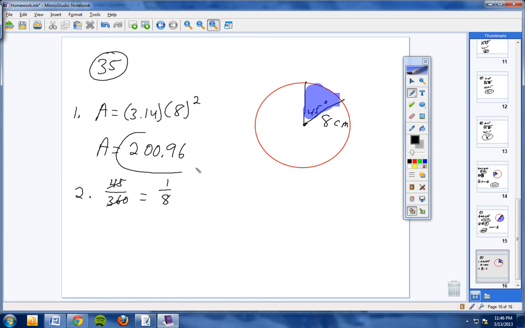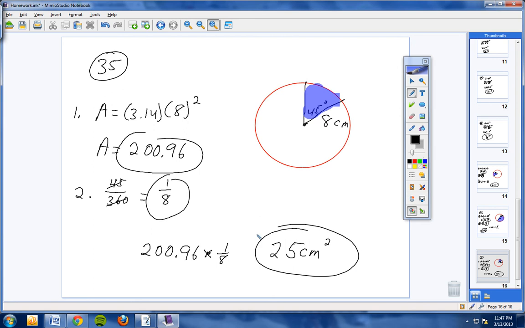So you get this from step 1, this from step 2. Multiply them together, 200.96 times 1/8. If you type that in correctly and round to the nearest whole number, you will get 25 centimeters squared. 25 square centimeters. Okay, there you go. Hope that's a big help to you. Rewind this, watch as many times as you need to, but this is your help video for lesson 8.7.